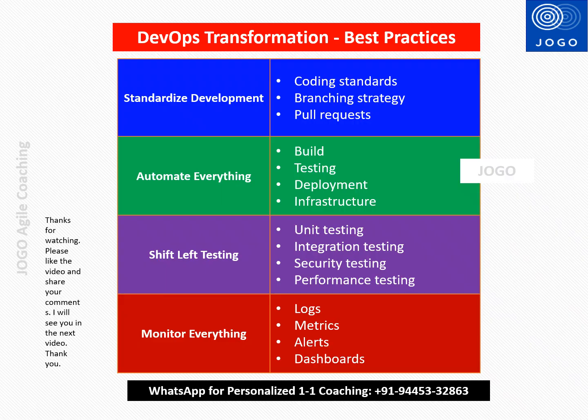The fourth best practice is monitor everything. Monitor the logs, the application, the metrics, and the alerts, and have a monitoring dashboard so that within the dashboard we can see the health of the application, error logs, failures, and availability of database, servers, and application. So monitoring everything is another best practice for DevOps transformation.